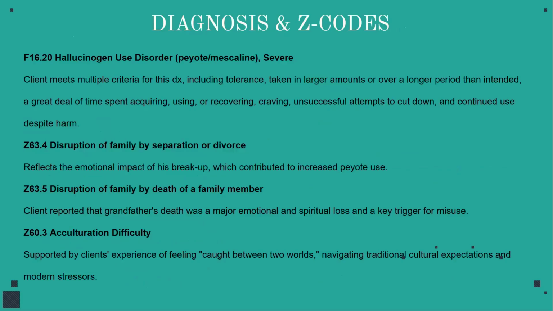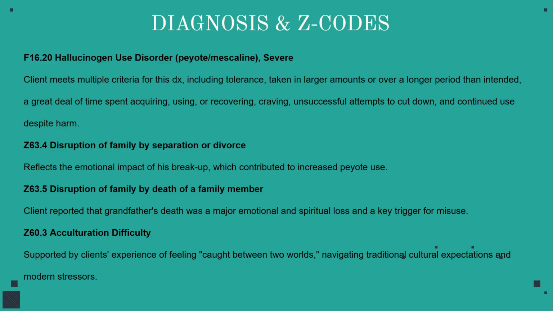Here are our diagnoses and Z codes. So the F16.20 hallucinogen disorder, specifically peyote or mescaline, which is severe. Client meets multiple criteria, a total of about 7 or 8 criteria out of the 11, though we only listed a few here that were just key ones to point out. Taking in larger amounts, cravings, unsuccessful attempts to cut down, continued use despite harm. Though peyote does not give you physical withdrawal, it is still psychological dependency, coupled with the frequency and duration, making it severe.